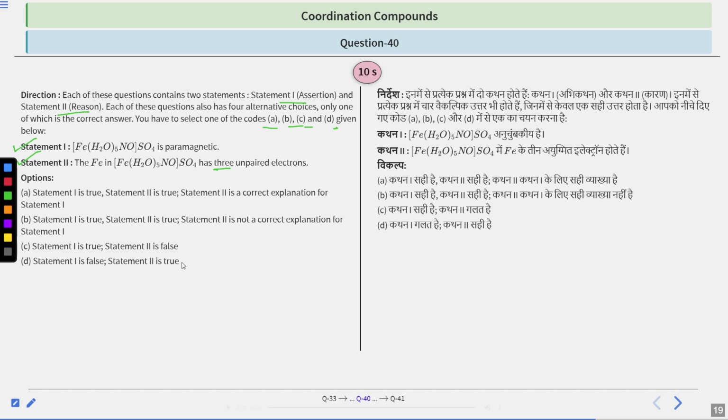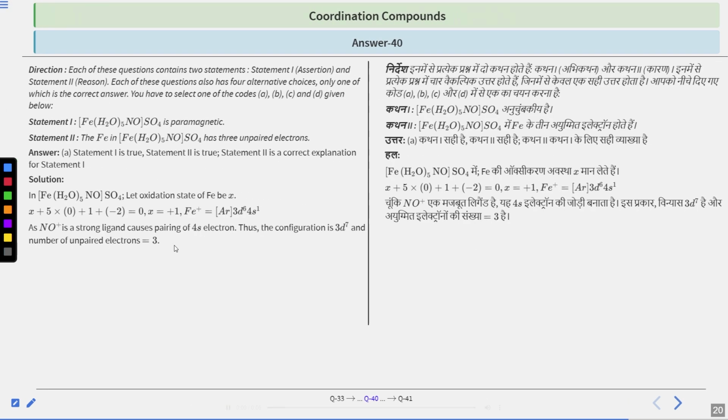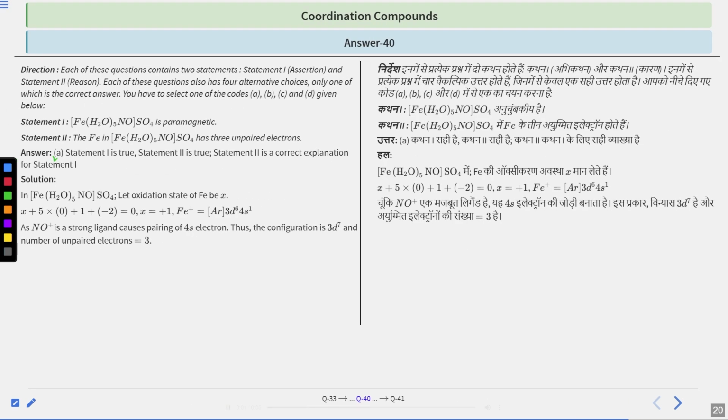You have 10 seconds to think about this question. After that, we will see the answer. Okay, let's see. The correct answer is option A, that is, statement 1 and statement 2 are both true, and statement 2 is the correct explanation for statement 1 given.